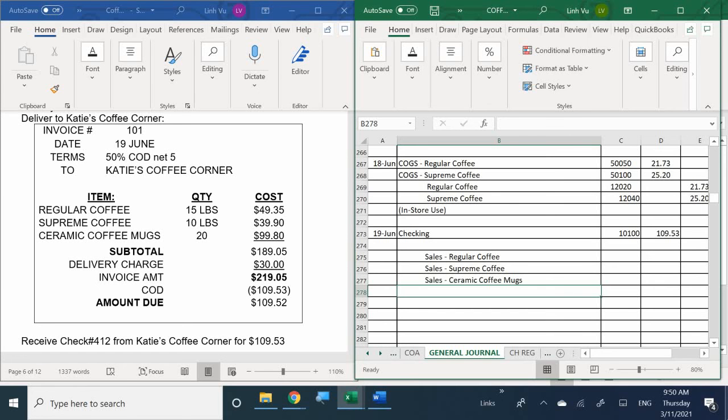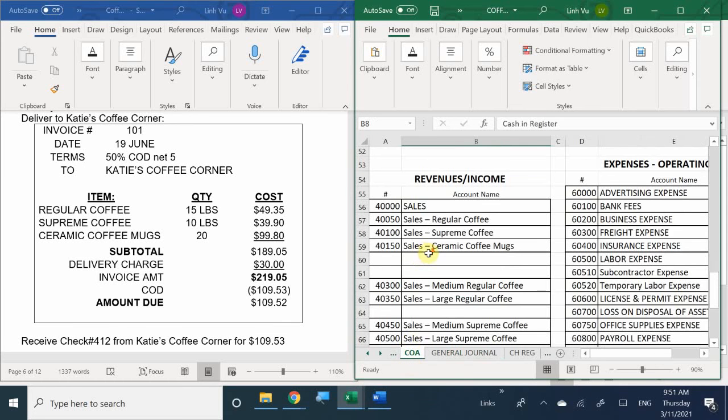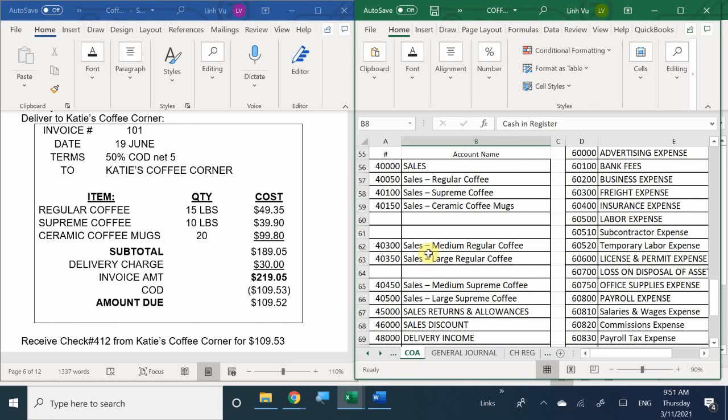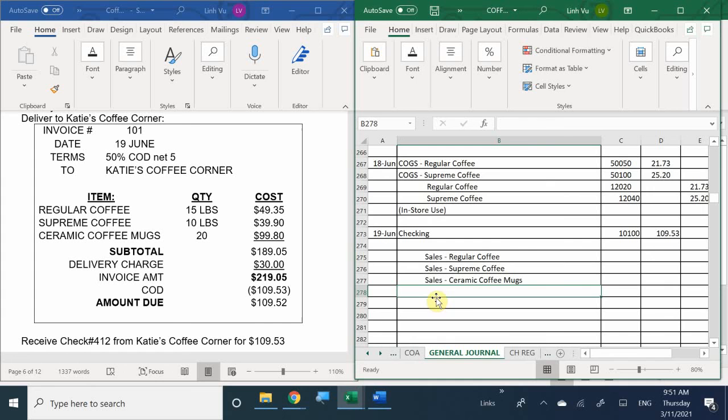Now let's use our chart of accounts. Is there an account for delivery? Delivery income. Perfect. Delivery income, 48,000. So good, we charge our customers a delivery fee. So delivery income. What was the number? 48,000. Okay.